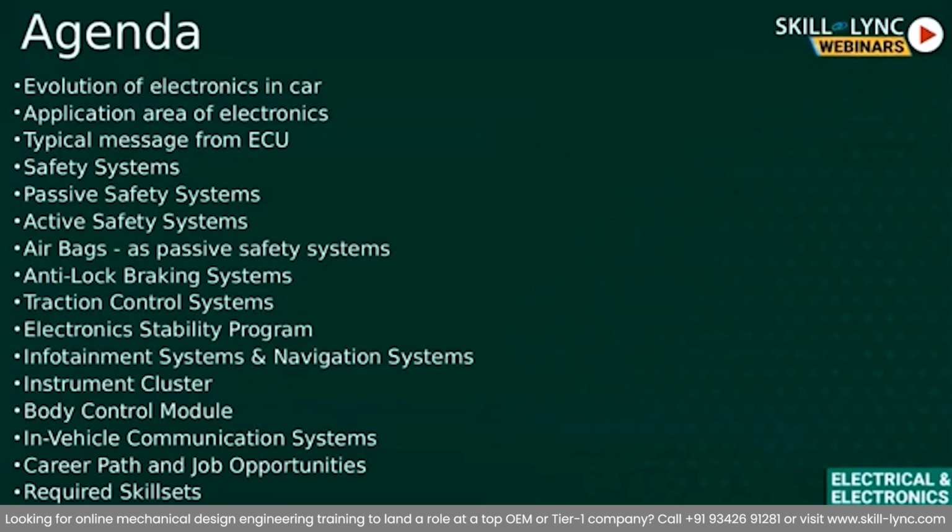There are two types of safety systems, passive and active. We will see this in detail in the upcoming slides. Under passive safety system, we will check airbags and how it helps in saving life when accidents happen. Under active safety system, we will check anti-lock braking system, traction control system, and electronic stability program. Out of these topics, we will see anti-lock braking system in detail.